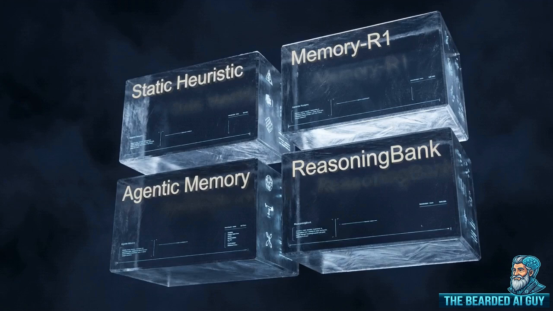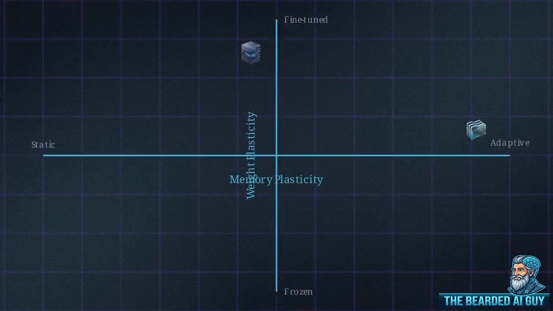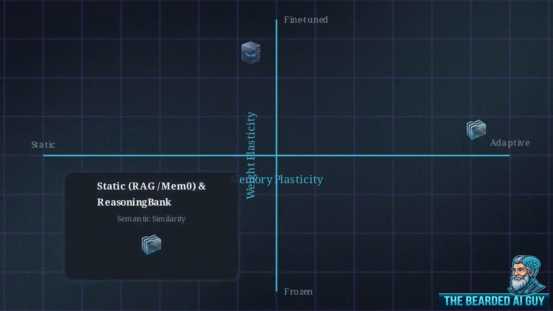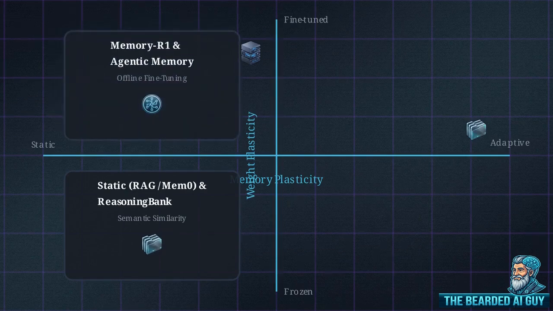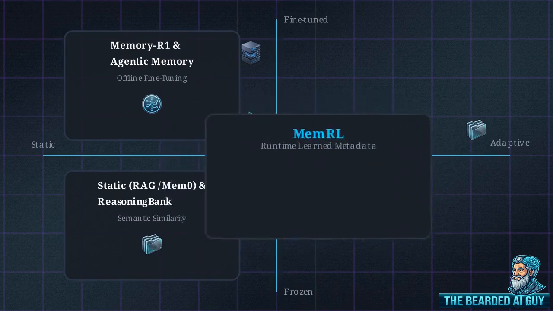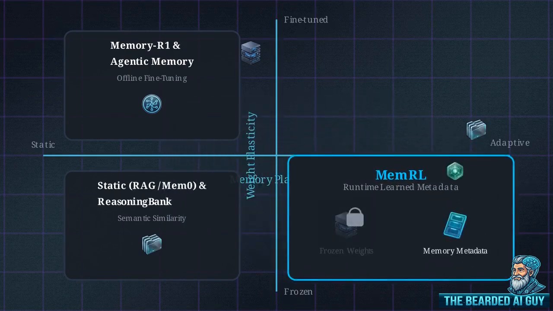To see why MemRL is distinct, we have to look at the 4 memory regimes currently in contention. This matrix maps weight plasticity against memory plasticity. Static RAG and ReasoningBank rely on semantic similarity, assuming proximity equals utility. Conversely, Memory R1 and Agentic Memory apply offline fine-tuning directly to model weights. MemRL is distinct, uniquely applying runtime learning strictly to external memory metadata.